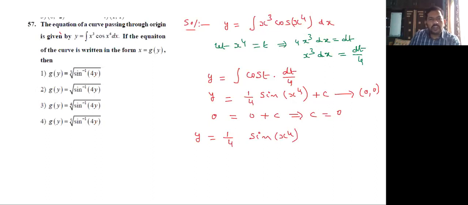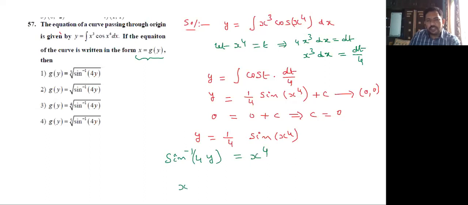But see what the question is asking. x is equal to g of y. That means they are asking the inverse function. So we want to separate x here. 4y, and sine also goes to this side, sine inverse. Sine inverse of 4y is equal to x power 4.